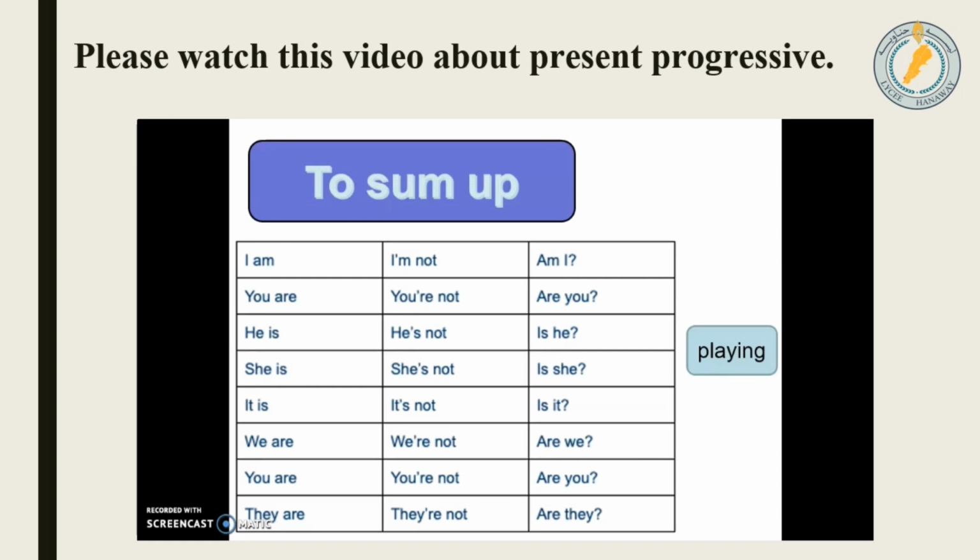In order to make the question form, we ask by am, is, or are. Am is used with I. Am I playing? Are you, are they, are we playing? Is he, is she, is it playing?